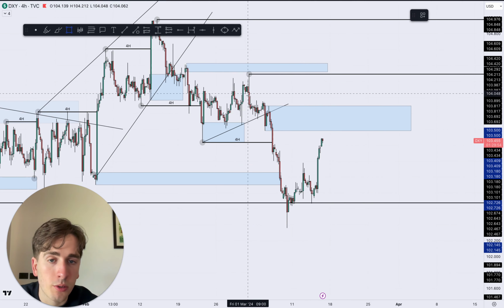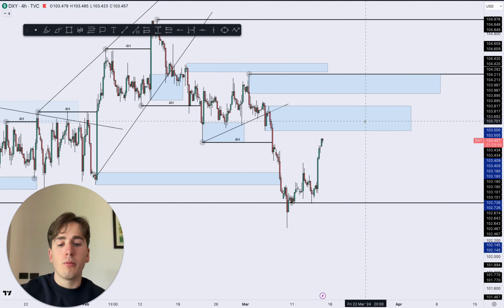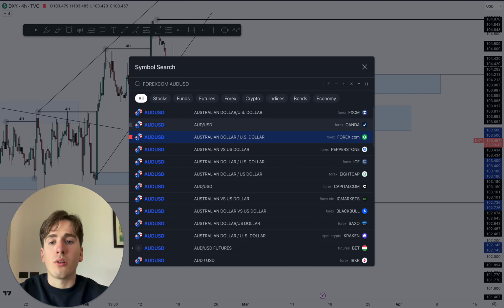We also have potential to push up even higher towards this supply zone, but this is now our main focus. Moving on to Aussie dollar on the 4-hour time frame.